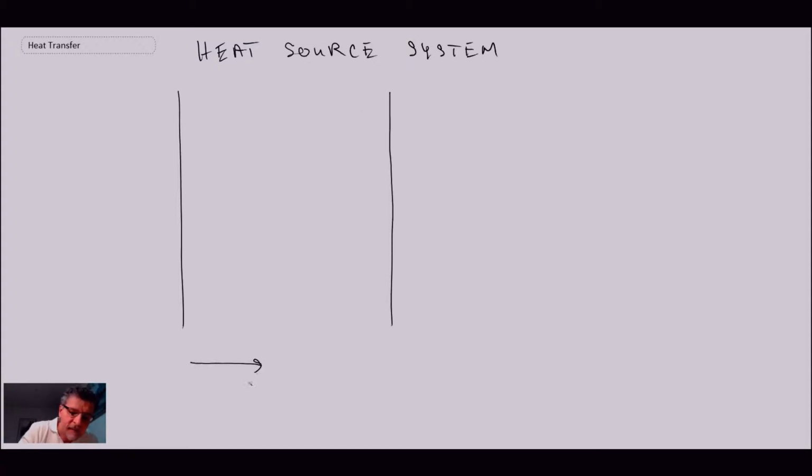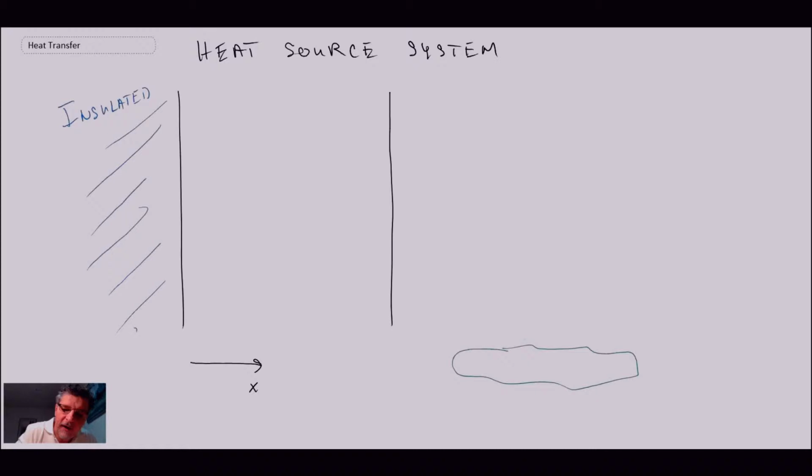Okay, in the last segment, we solved a problem involving a heat source system. We solved a problem where we had a planar slab, insulated on the left-hand side. We were told that on the right-hand side, there is natural convection taking place. T infinity and h describe that natural convective environment.